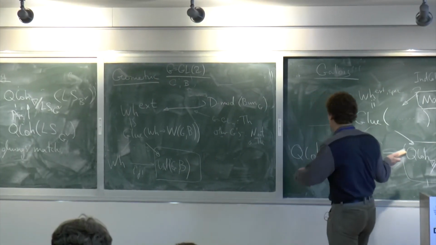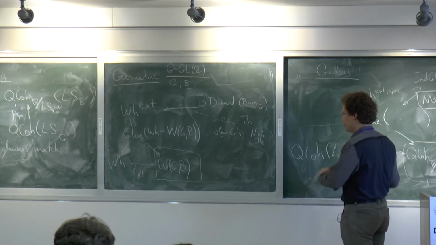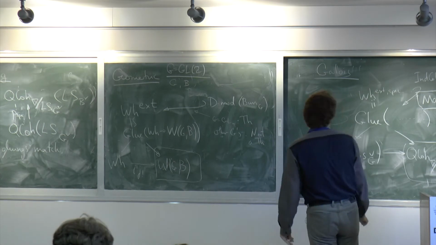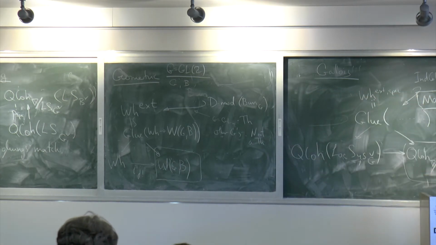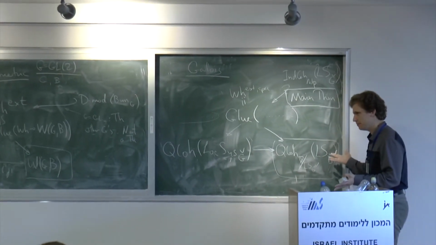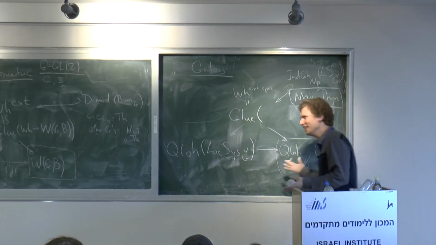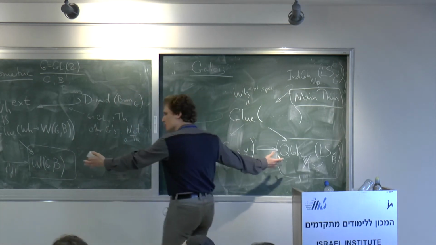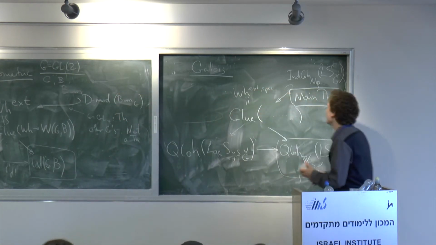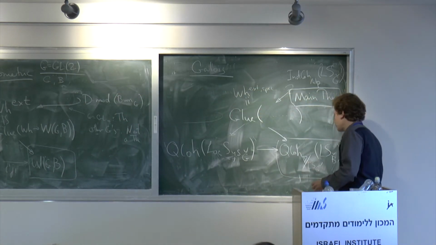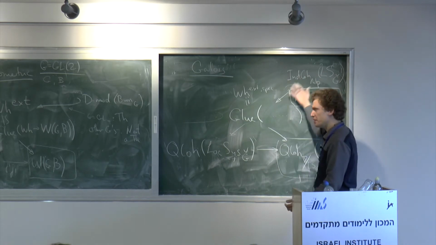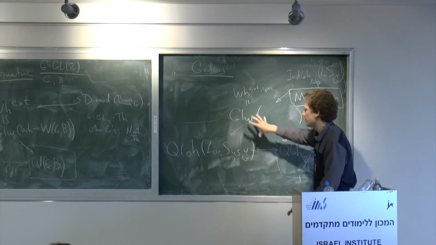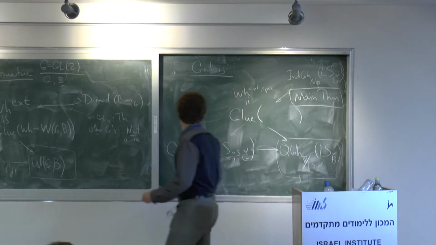OK, so now let's believe this. Let's believe that the two gluings match, to the extent to which the two sides match. And so let me now state the main theorem. The main theorem involves embedding this category into the glued category.